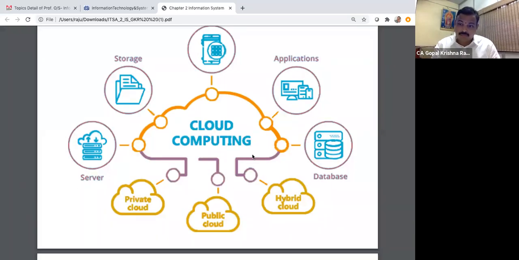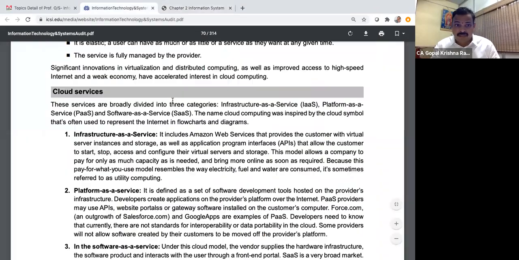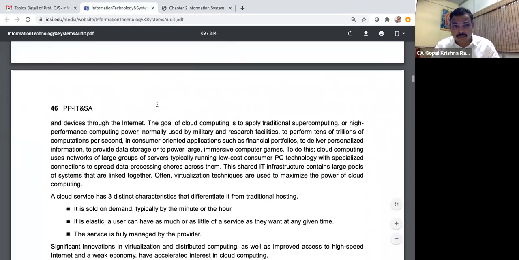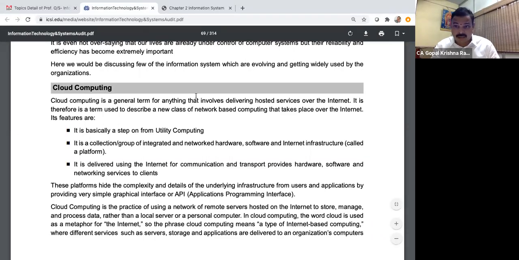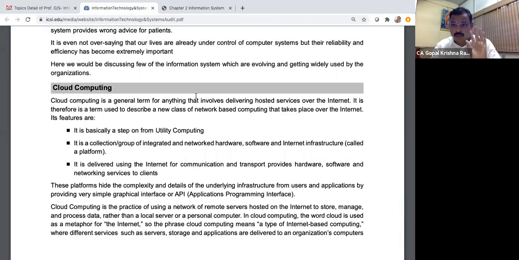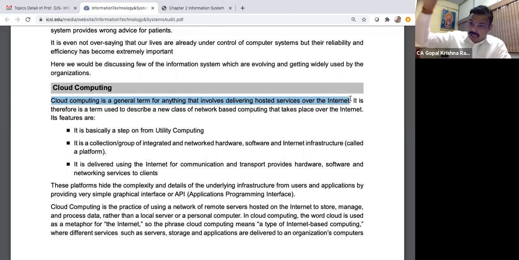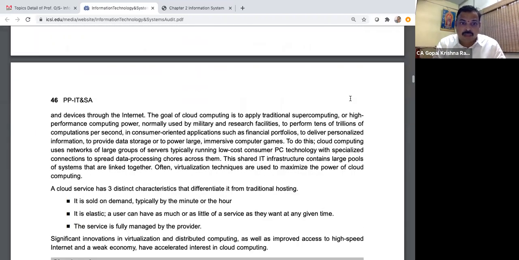Now, I'll come to the definition. Please come to this definition. If you come to the examination, it can be a 1 mark, 2 mark, or 5 mark question. What is cloud computing? In general term, it is anything that involves delivering hosted services. Hosted, it is already there in some place, that will be giving services. Now, what are the services? That is what we are going to see here.